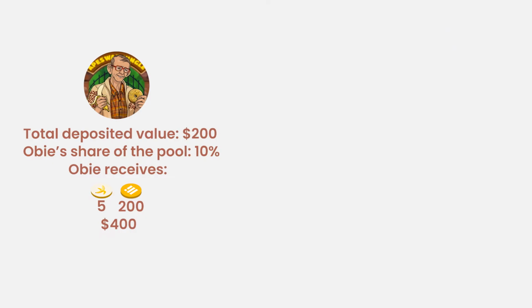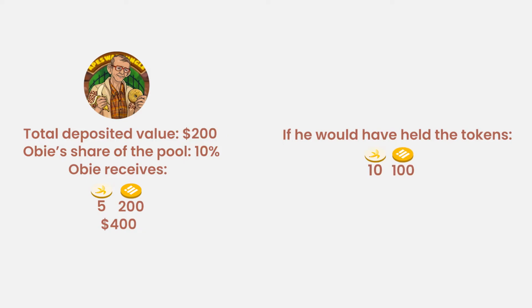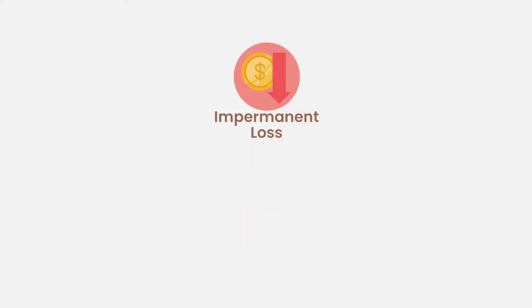He made some nice profit since his initial deposit was $200, but if he would have held the same tokens in his wallet, he would now have 10 bananas and 100 BUSD, totaling $500. This is what we call impermanent loss.